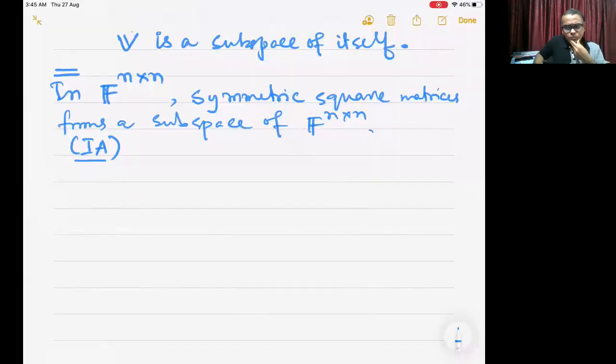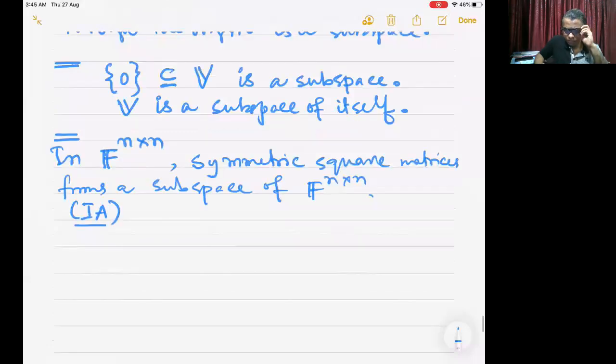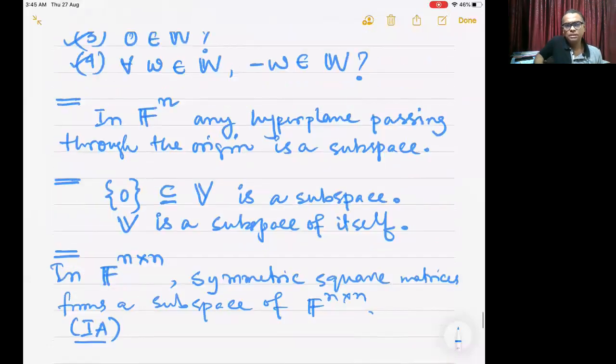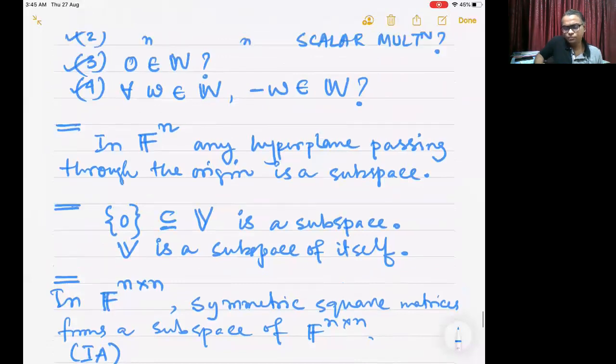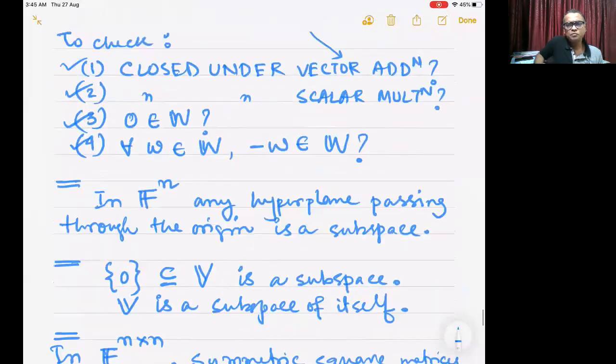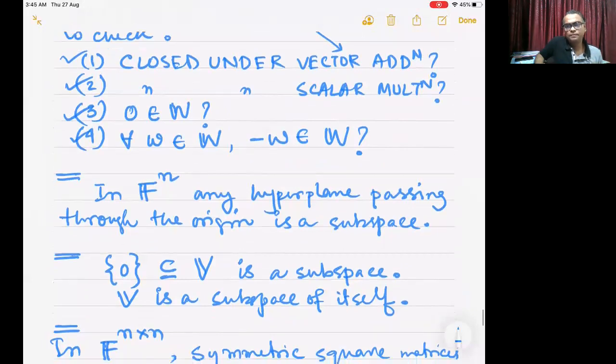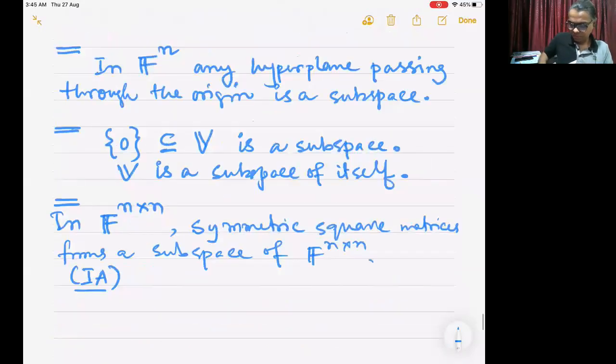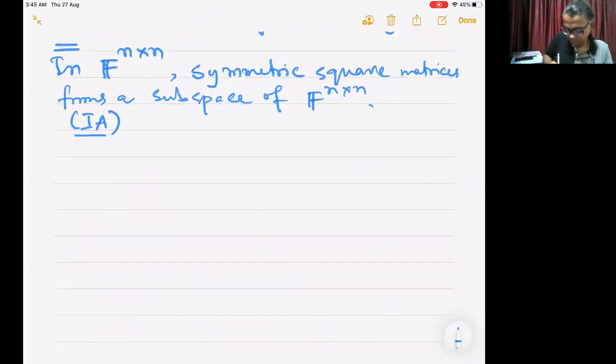So each time we face the challenge of checking whether some subset is indeed a subspace or not, we have to check these 4 properties. But checking these 4 properties may be a little cumbersome and may be a little difficult at times. So for that, we have this very interesting, nice result, which is the first theorem of this lecture. That is the following.